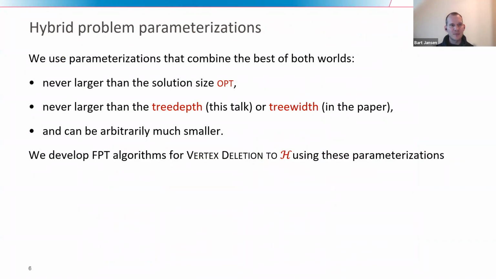So that's when we come to the aspect of hybrid problem parameterizations. Basically, we try to find algorithms that combine the best of both worlds. On the one hand, we had algorithms which are good when the optimal solution is small. On the other hand, we had algorithms which are good when your input graph is tree-like, and we combine both. So we use a new way to measure the complexity of an input. It's never going to be larger than opt. It's never going to be larger than these width measures that were studied before, and they can be arbitrarily much smaller. And we're going to develop fixed parameter tractable algorithms to solve the vertex deletion to the target class H problem with these types of parameterizations.